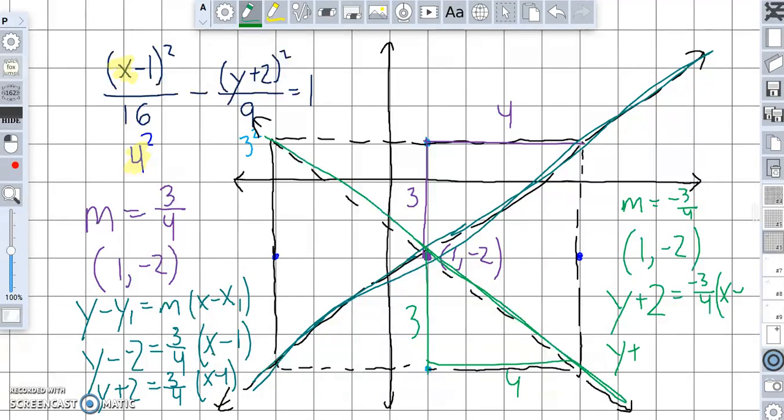I'll do it here because I don't have time to make the video again. Those are my two equations. That's one asymptote. That's the other. Let's do it a little faster. That was 5 minutes.